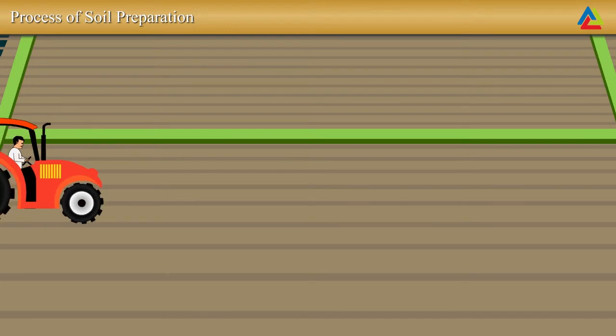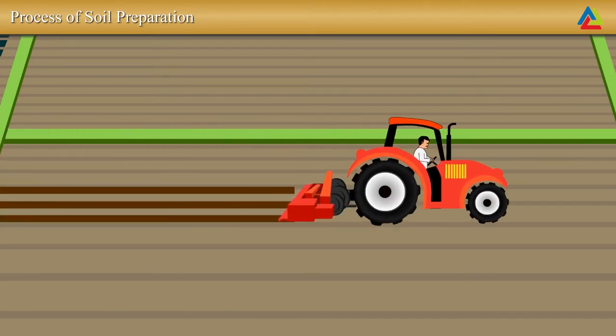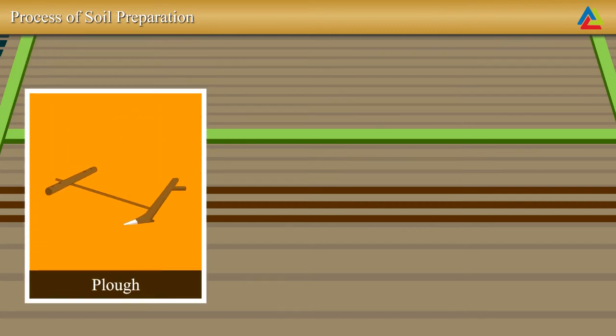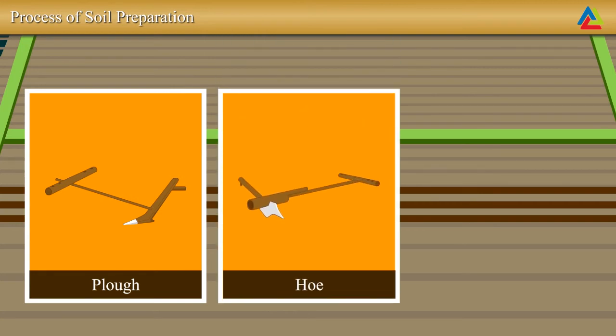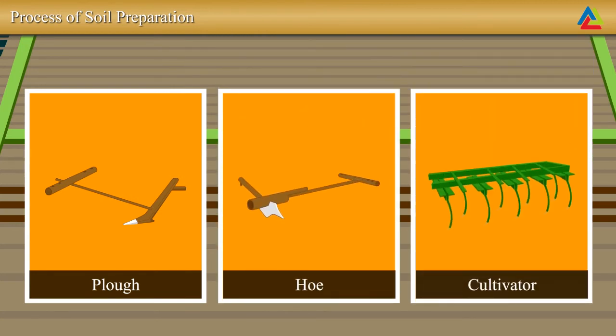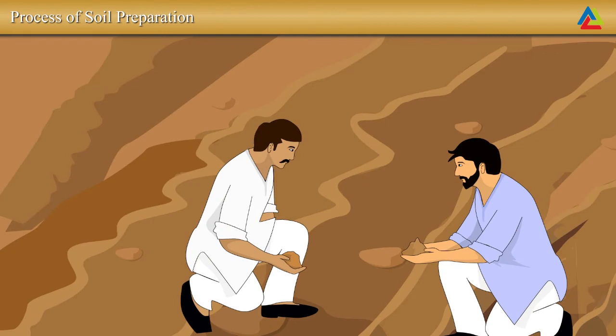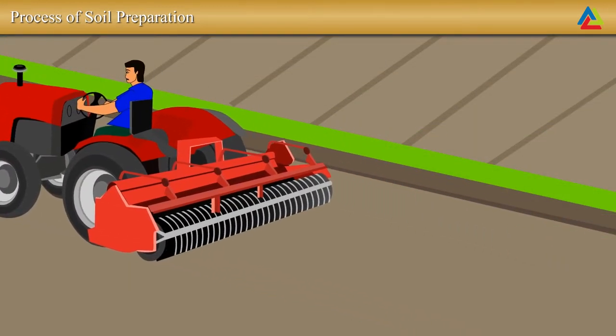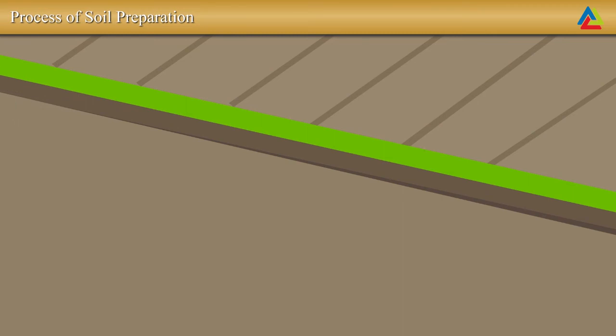For the process of soil preparation, first the soil is tilled or ploughed. The process of loosening and turning of the soil is called tilling or ploughing. The soil is tilled using a plough, hoe, or a cultivator. The soil contains large pieces which are broken by a plough into fine soil. Next step is to level the soil using a leveler. The soil is watered before sowing.